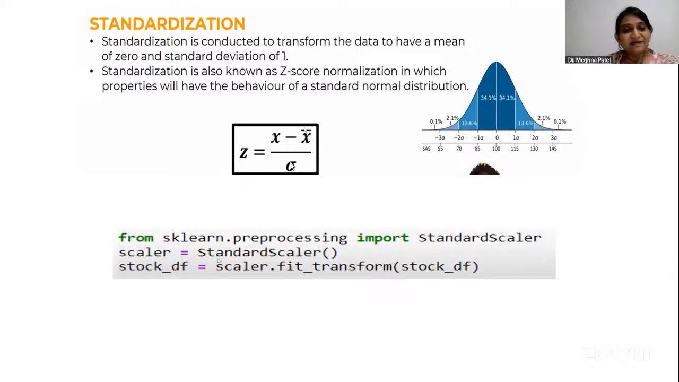X minus x bar divided by the standard deviation. Practically, we use the standard scaler here. Earlier it was the min max scaler; here in standardization it uses the standard scaler. Then we create an object and transform our data using the fit and transform method.